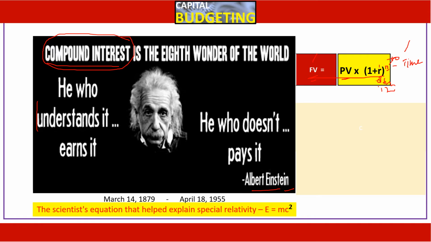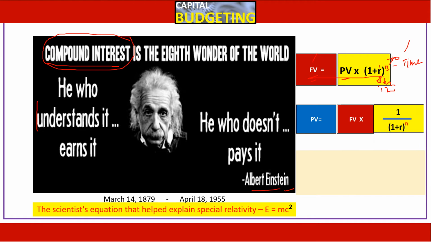The same formula of compound interest: if you keep PV here itself, PV is getting multiplied by 1 plus r to the power of n. When you bring it to the other side, it will be FV into 1 divided by 1 plus r to the power of n. This is the derivative of the first formula. When PV is known, you can derive FV. When FV is known, you can derive PV, provided you know r as well as n.